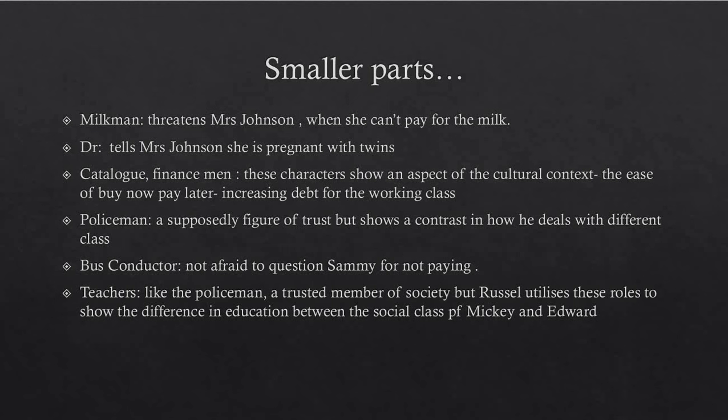The milkman, very early on, very short scene, he threatens Mrs. Johnson because she can't pay for the milk. He says he'll stop the milk. Mrs. Johnson says she needs the milk, she needs to provide for her family, but she's got no money. The milkman: no money, no milk. The doctor, the gynecologist, he tells Mrs. Johnson she is pregnant with twins.